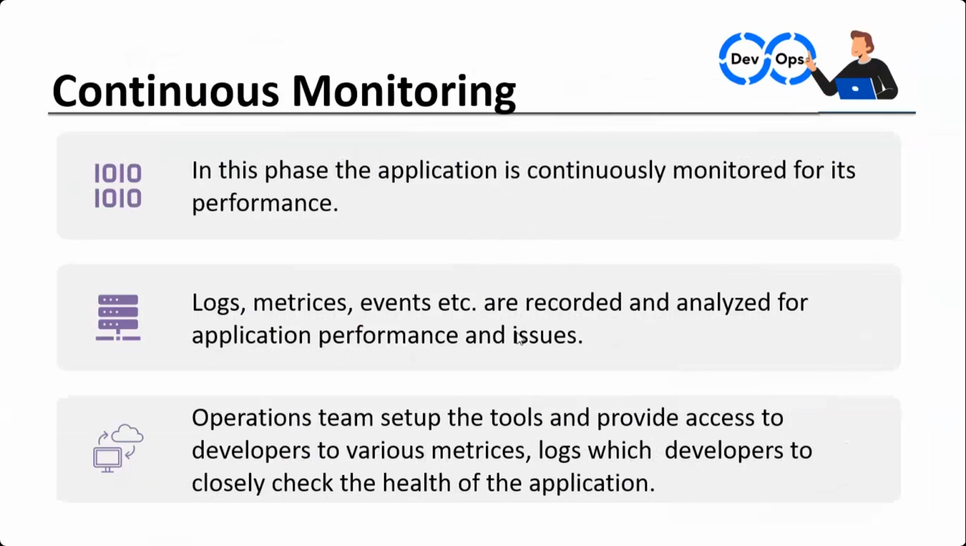The operations team plays a key role in setting up this monitoring tool and providing access to the developers. This fosters a collaboration that ensures both the operations team and development team have the necessary information to keep the application running smoothly, back end and front end. So this ongoing monitoring process will help to identify and resolve any issue promptly, in real time, leading to a more reliable and efficient application. And this is continuous monitoring.